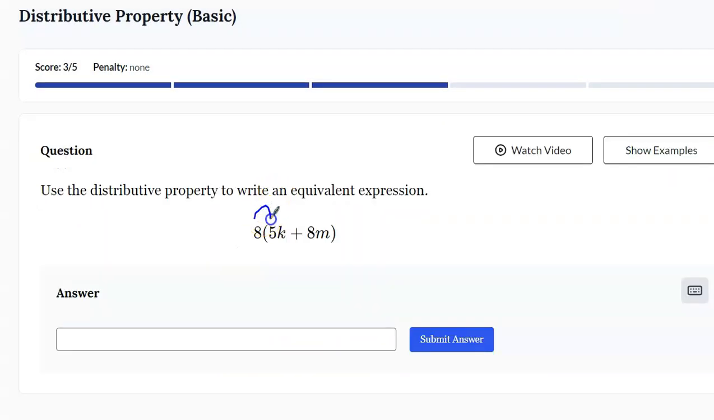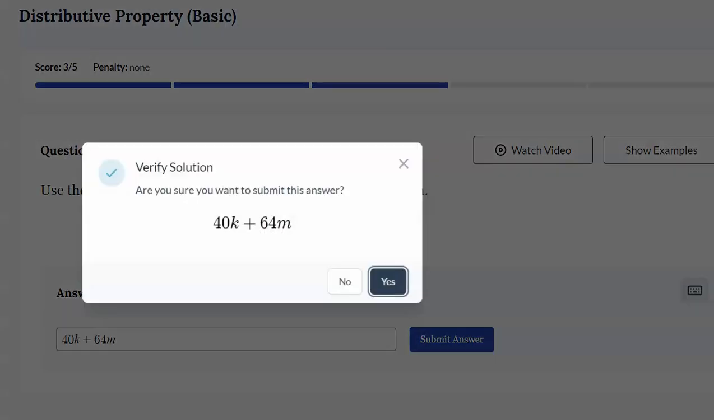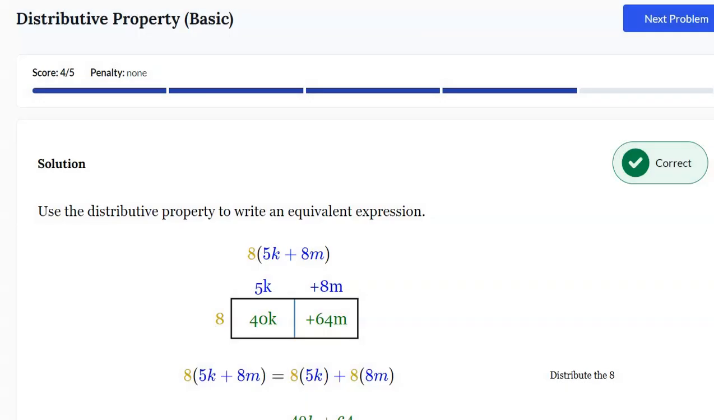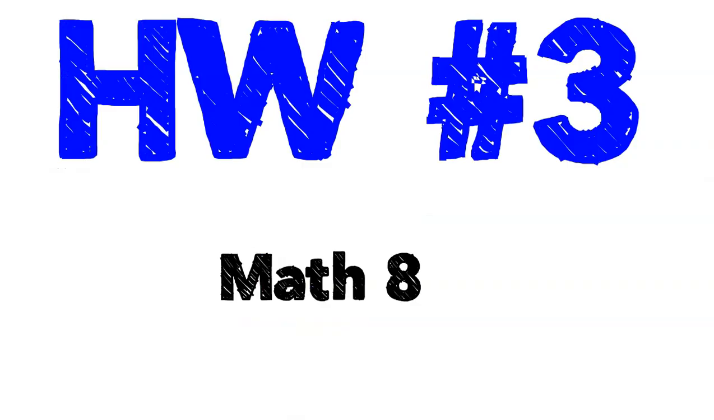One last time. 40k plus 64m. Use your calculator to help you if you need to, but you multiply the item outside, the number 8, by every term inside. And that's it. 40k plus 64m. And that concludes homework number 3.